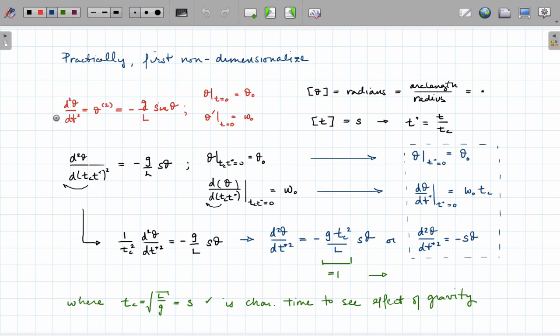The first step, obviously, in solving it numerically is to non-dimensionalize it so that our values for theta and t are nicely sized. The way that we do that is first recognizing that theta itself is dimensionless because radians are an arc length over a length. And time is going to be in seconds, so we need to non-dimensionalize that, but as of yet we don't know what that characteristic constant time, Tc, that scaling should be.